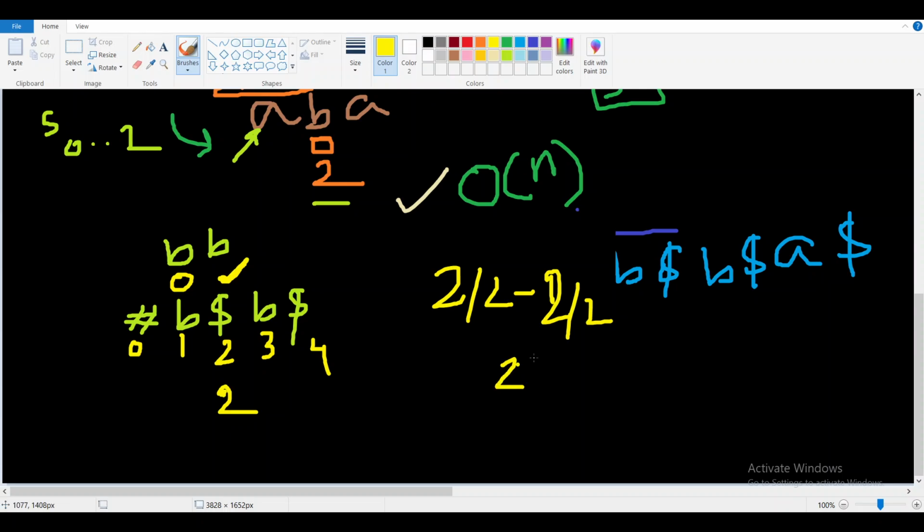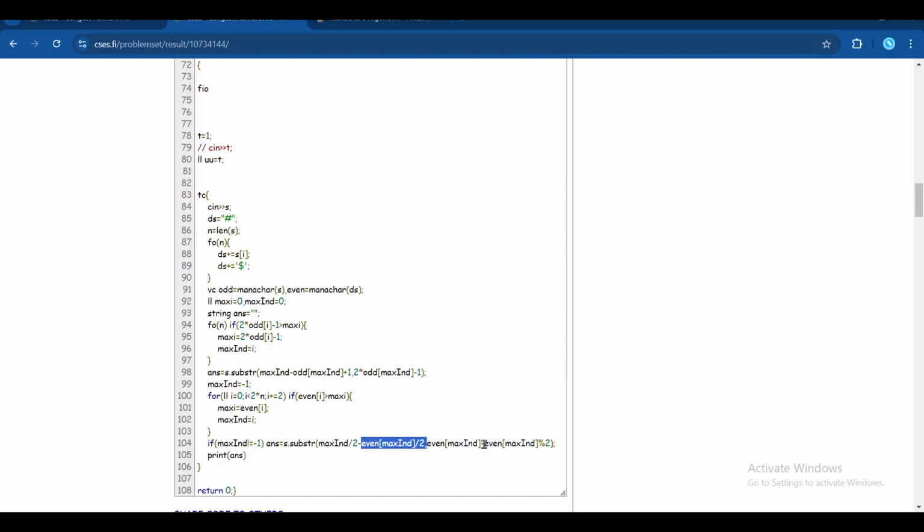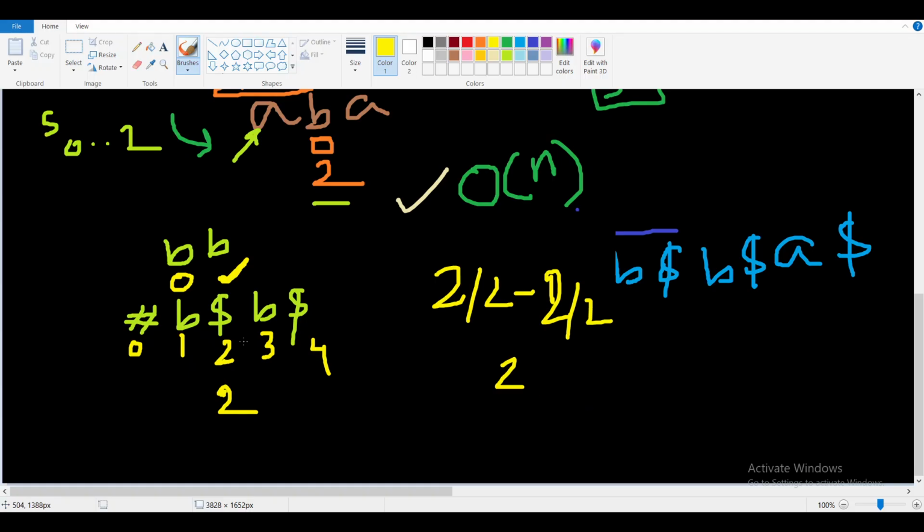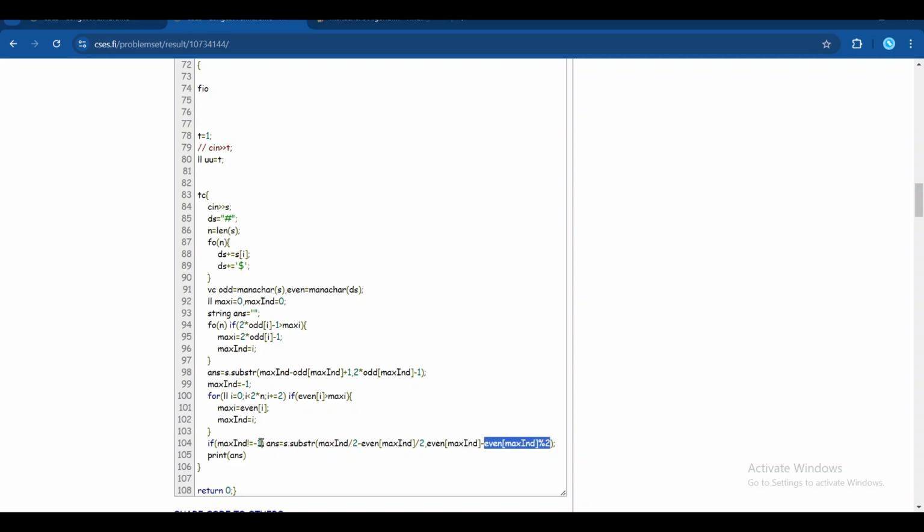Now if the even of some index is odd, we have to delete the parity of this, because the length of the even length palindrome will always be even. That's why, if some length is odd, then we have to subtract the parity from here. That's what we are doing here. I hope you got the explanation of what we are doing for the even string. This is the only tricky part. Otherwise, the odd part is quite straightforward.